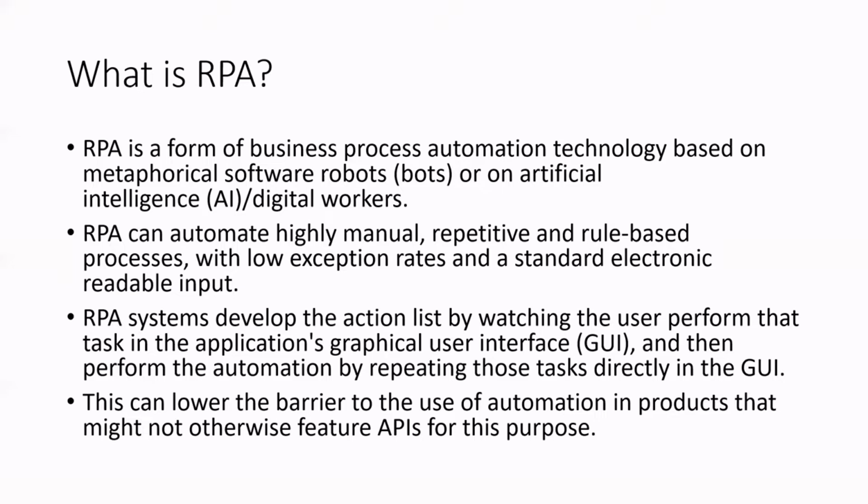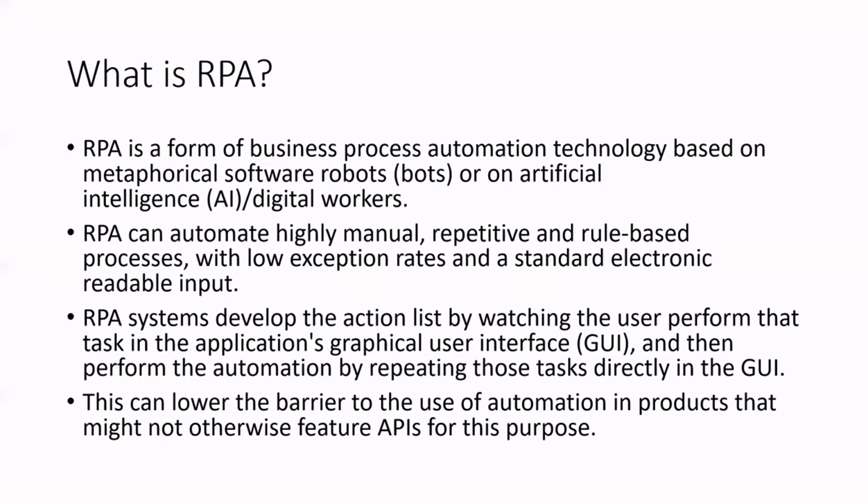RPA usually interacts with the graphical user interface. So there can be a question: if we have to automate a task, we can have an API, and the API can work in the backend. But there are some applications for which we don't have an API, for example legacy applications. Those tasks can only be done by interacting with UI elements, by interacting with the graphical user interface only.